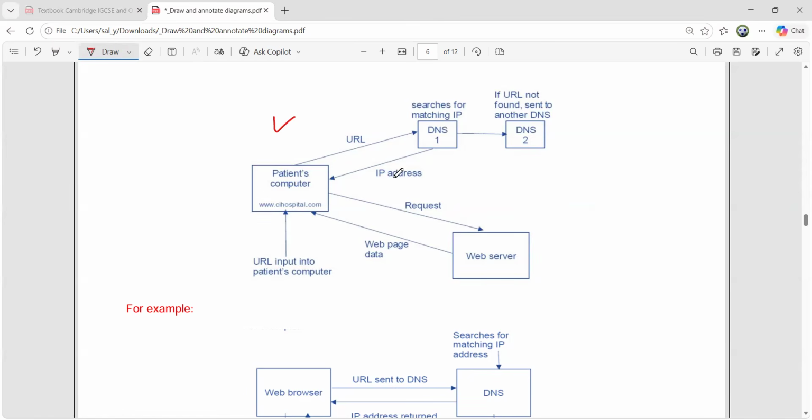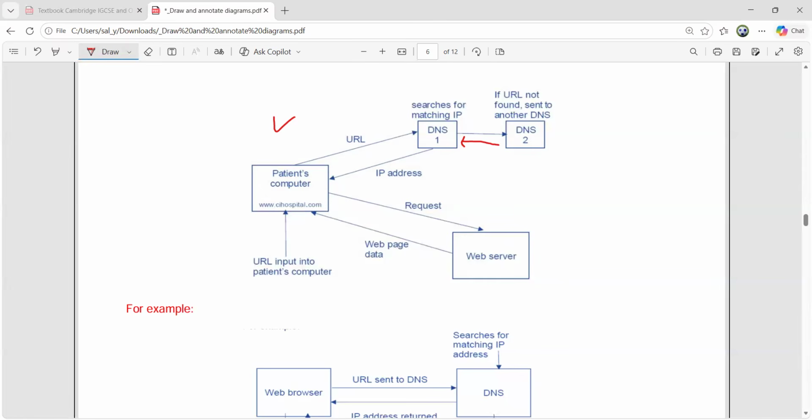But this is what they want you to include in your answer: DNS server 1, DNS server 2, and then writing down the keywords. Searching for the matching IP in DNS server 1. If the URL is not found, then it is sent to DNS server 2, and DNS server 2 is going to return the IP address back to DNS server 1. In this manner, the IP address is sent back, and the request is sent to the appropriate web server, and then a two-way communication is going to begin.